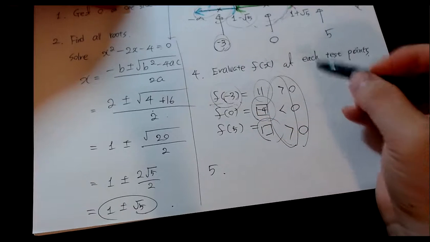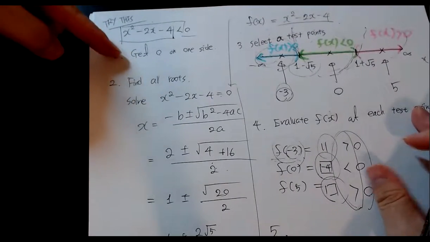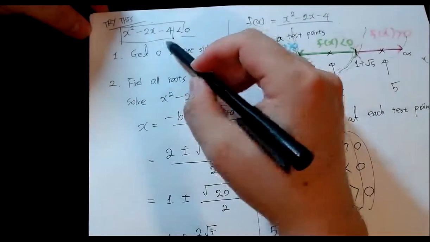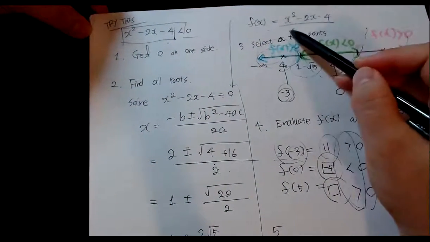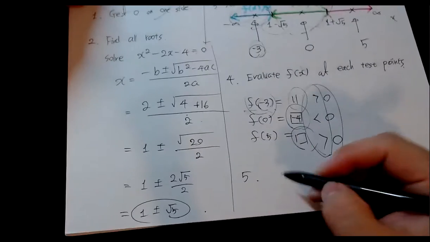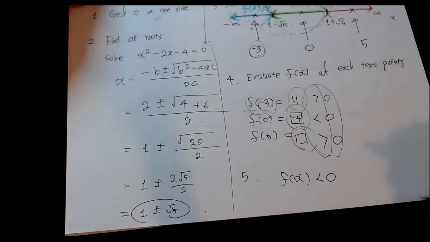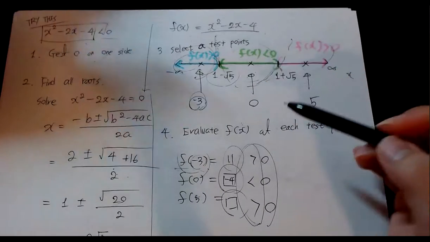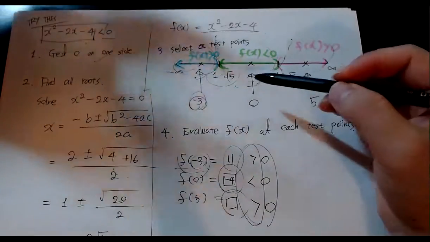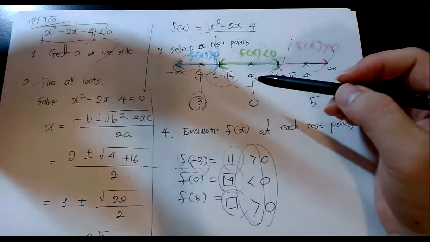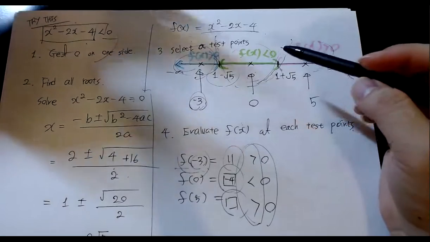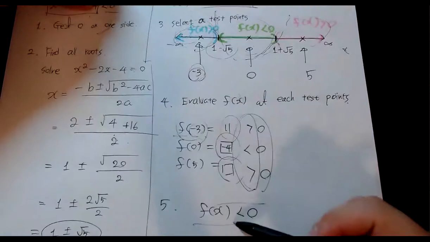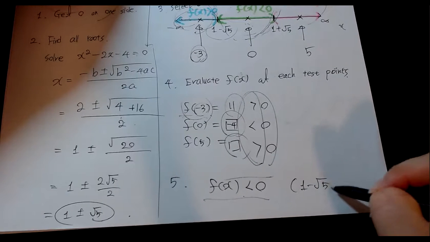Now, back to the problem. We're going to solve this inequality, and x squared minus 2x minus 4 is the definition of f of x. So solving that inequality is nothing but solving f of x less than 0. Which subinterval has f of x less than 0? That subinterval satisfies the inequality. So the answer is 1 minus square root 5 to 1 plus square root 5.